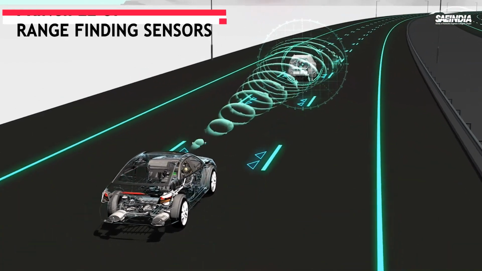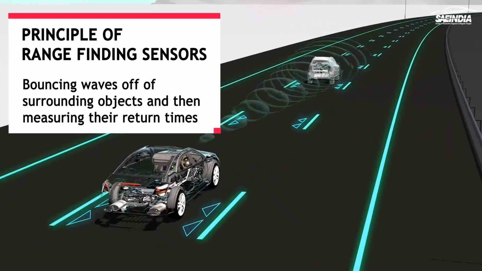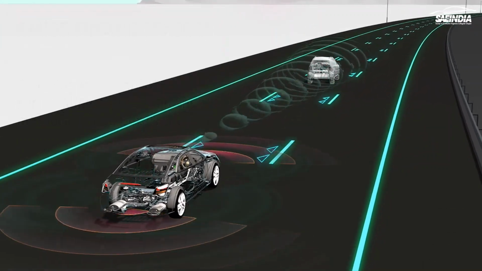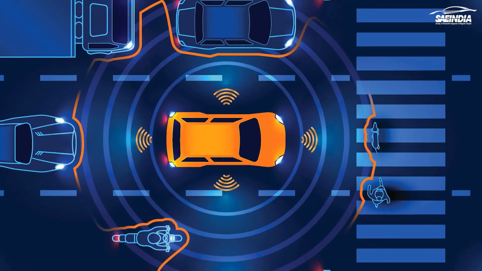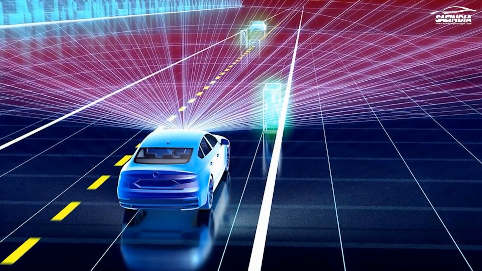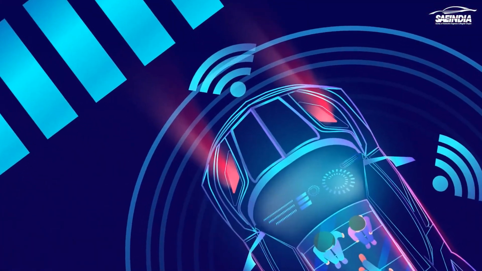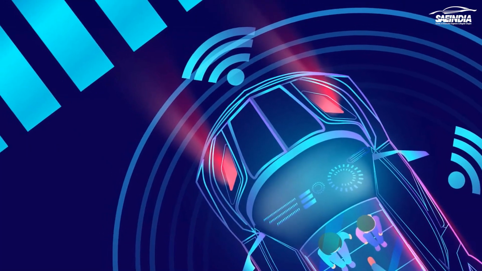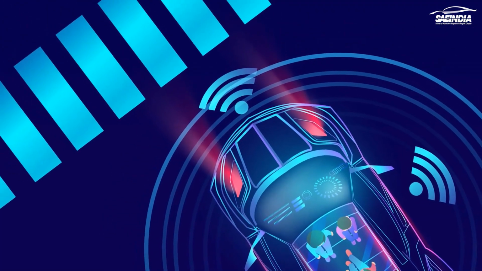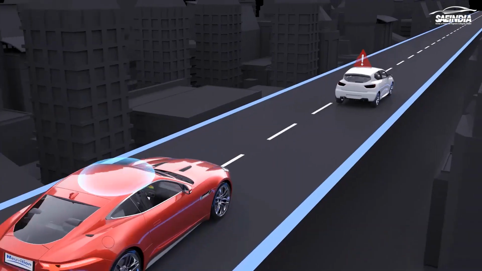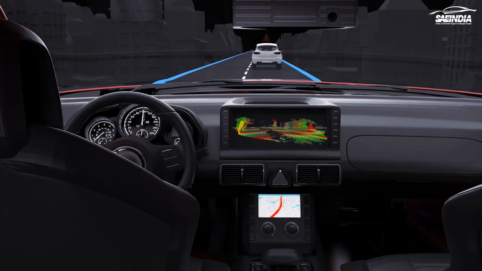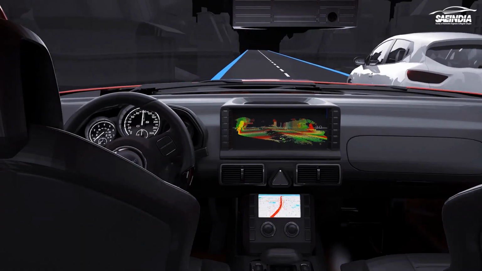Bouncing waves off surrounding objects and then measuring their return times is the main principle of range-finding sensors. The radar uses radio waves, the LiDAR uses light, and the sonar, also known as ultrasound or ultrasonic sensors, uses acoustic sound energy. All of these sensing methodologies are being used in various combinations by today's ADAS-equipped vehicles.